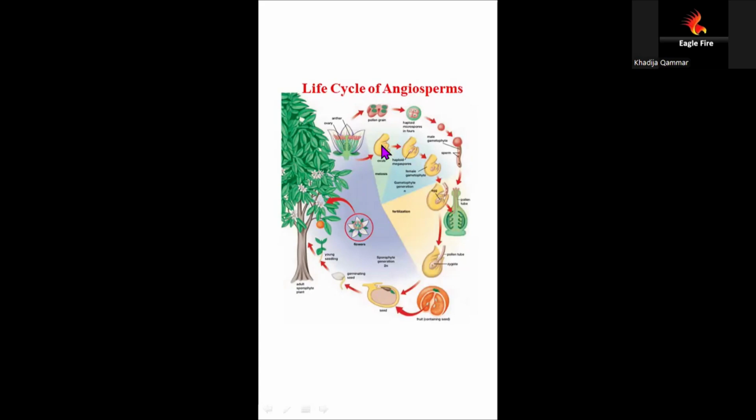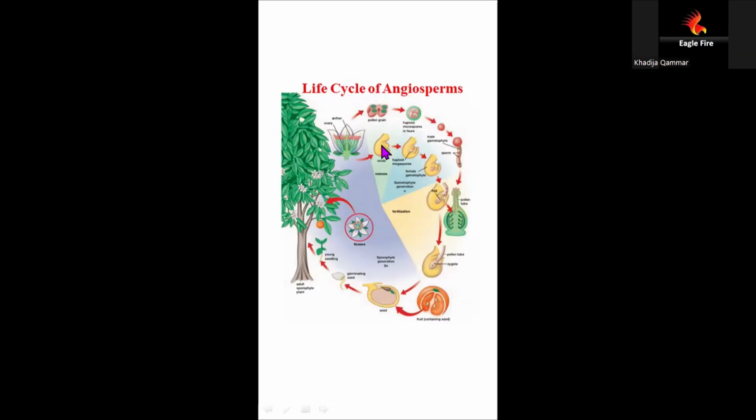Going to discuss the life cycle of angiosperms, and again, what is an angiosperm? These are flower-producing plants, and you can say it's a very advanced classification of the plant kingdom. Angiosperms are seed-bearing plants where flowers are present and the seeds are not naked. So we will discuss the life cycle of angiosperms in this video.